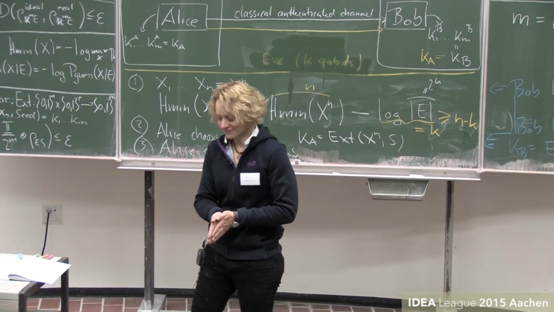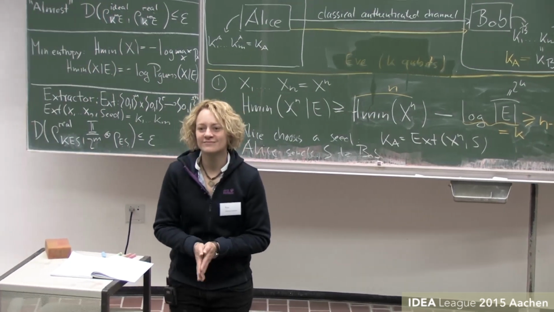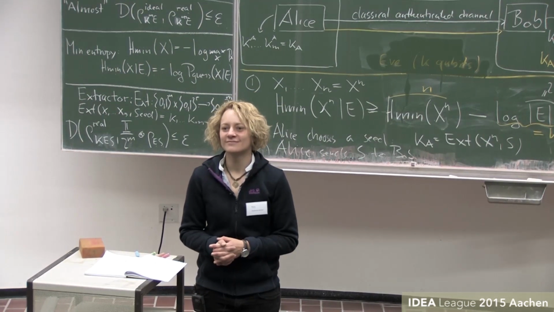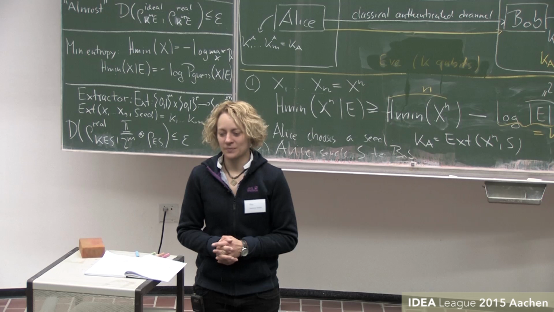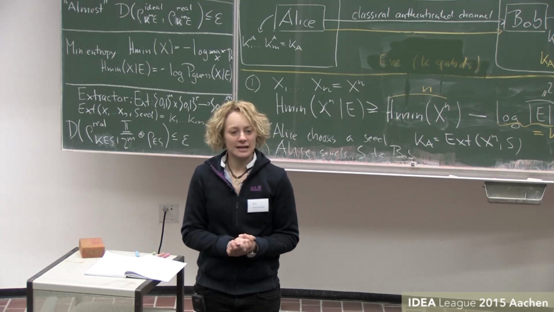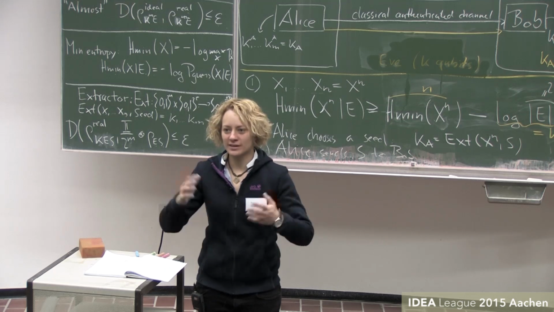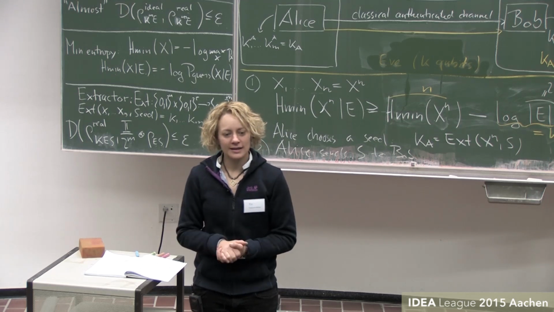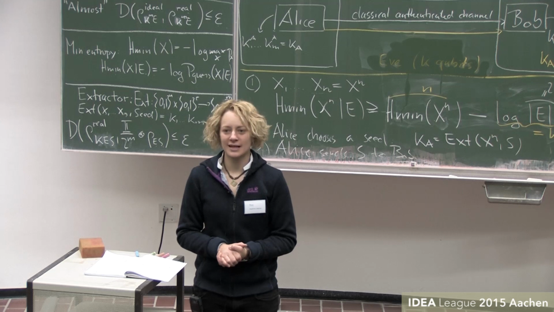Yes? I have a question: if Eve has one qubit, she could store all the information in the precision of the phase, right? You cannot read it out anymore. She could store it. So there's a good question, namely, why can Eve not take all of these n bits and code them into the state of one qubit?